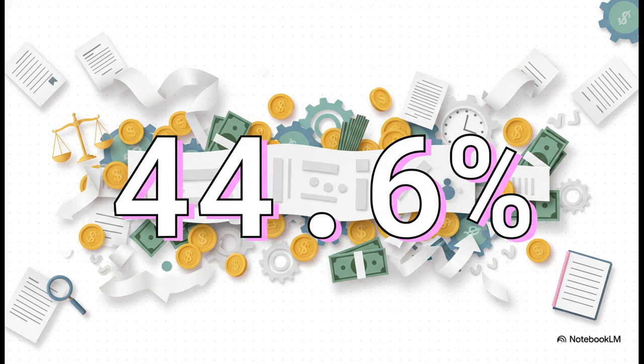Now, this might seem like a small detail, but it has huge financial consequences. When a supplier offers you terms like 2/10 net 30, they're saying, hey, I'll give you a 2% discount if you pay me in 10 days instead of 30.